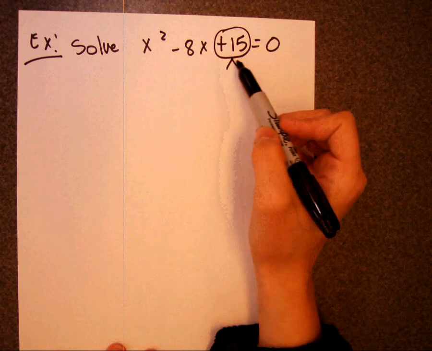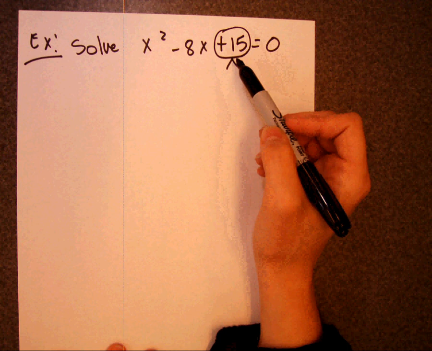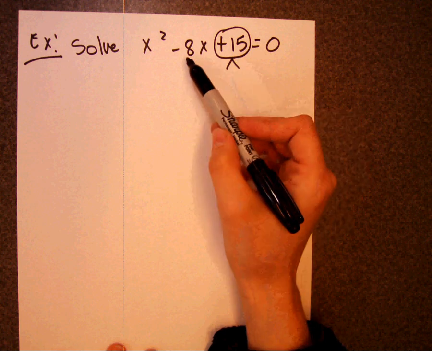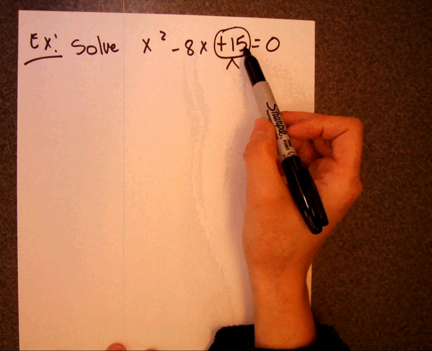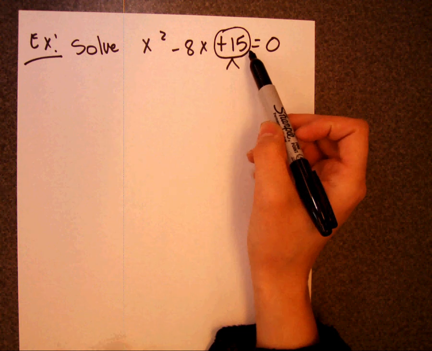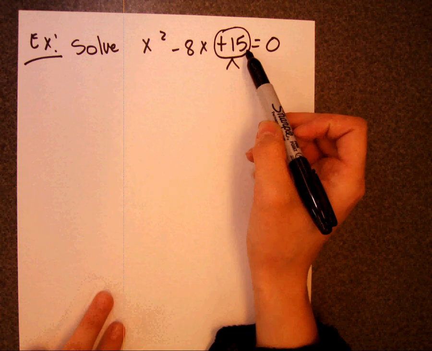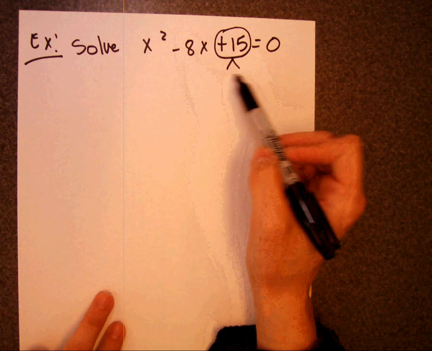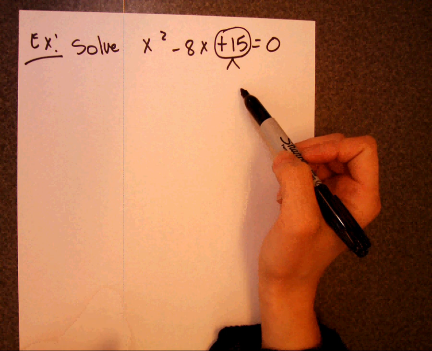15 is positive, though, so think about what I will multiply together that's going to give me a positive 15, but when I add them together, I get negative 8. In order to get a positive, I need to multiply together either two positives or two negatives. So in this case, since I need to add together and get a negative, I know that all my factors are going to be negative.